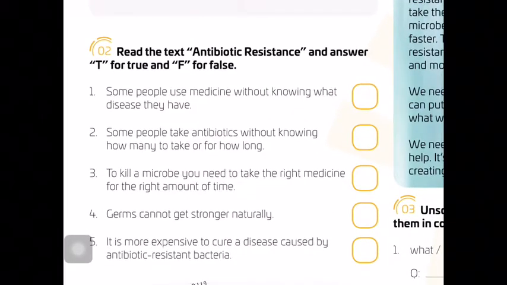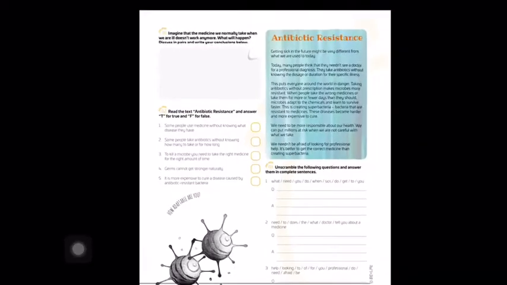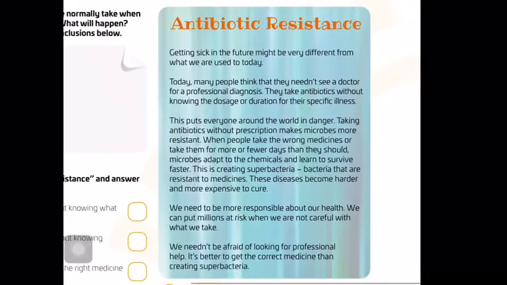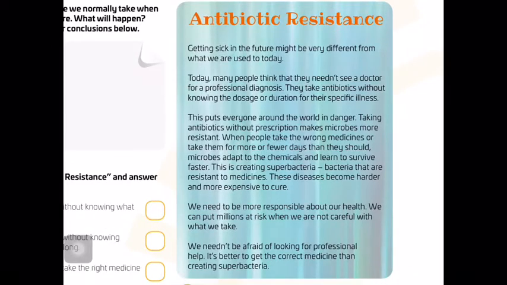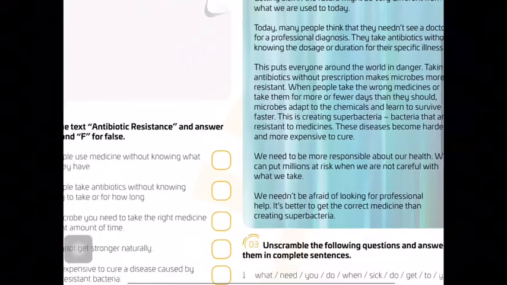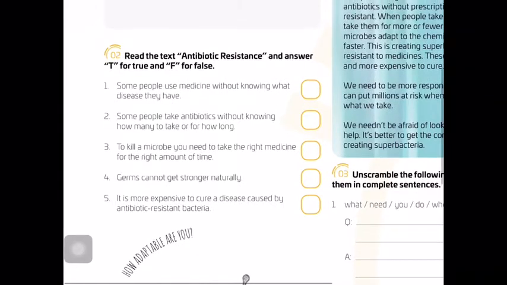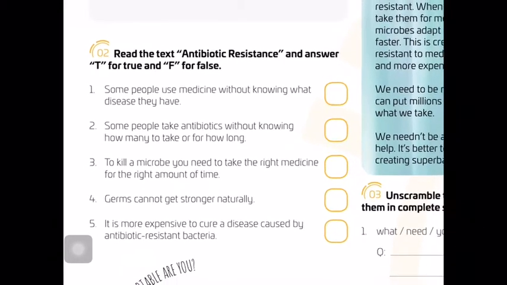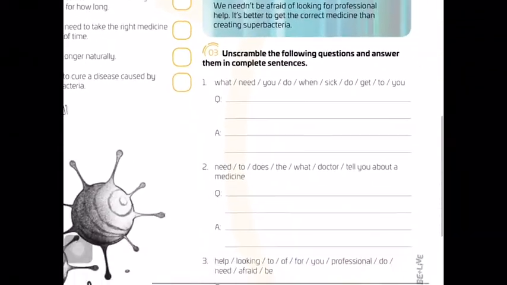Exercise 2. Read the text antibiotic resistance and answer T for true and F for false. This is the text. Antibiotic resistance. Okay? You read the text and then you have some statements, 1 to 5. Some people use medicine without knowing what disease they have. This is true or false. And do the same with all the different statements. Okay, you can find the information in the text.